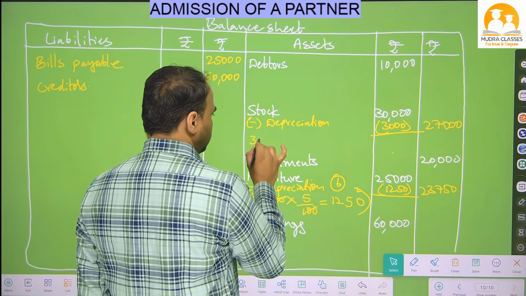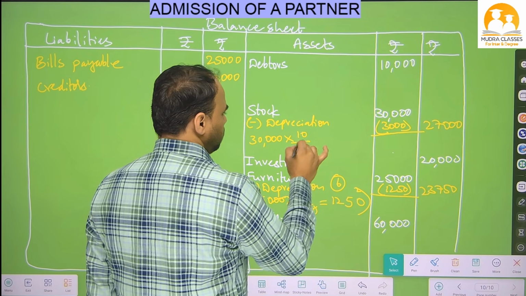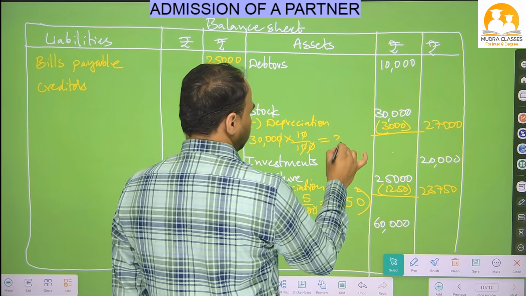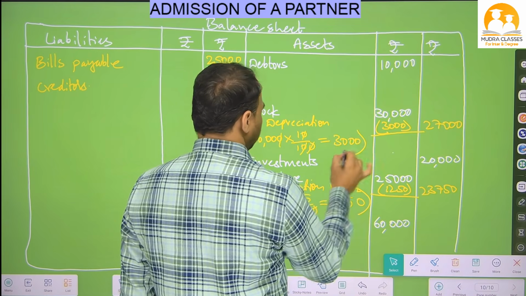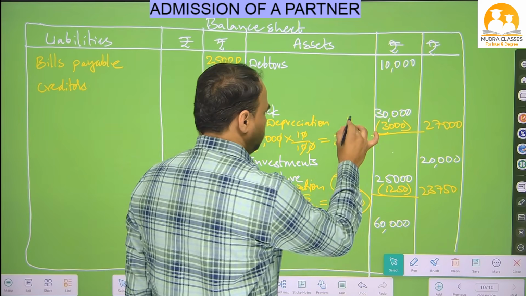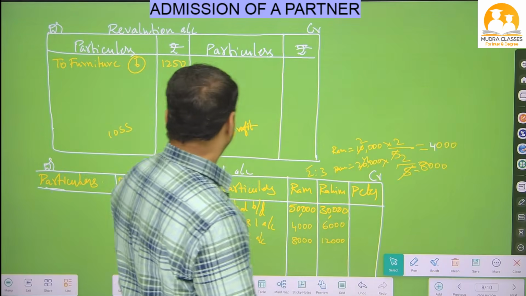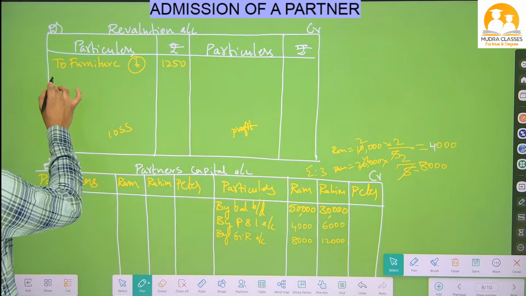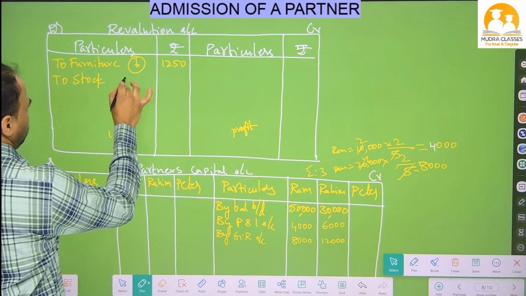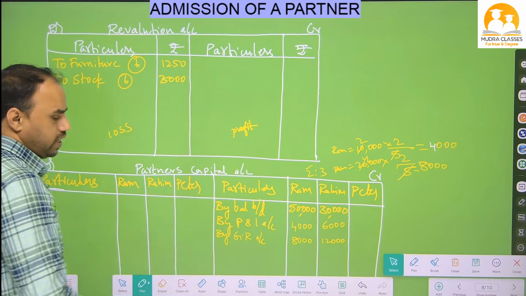So how to calculate this 10%? 30,000 into 10%, that means 10 by 100. 0 0 cancel, 0 0 cancel, 3,000 rupees. So this 3,000 rupees we have to deduct. This is also adjustment number B. This is a loss to the business. One more time we'll write in the revaluation account debit side to stock, adjustment number B, 3,000. So every adjustment we have to write 2 times.